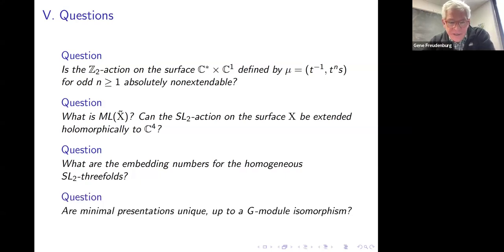And then finally, are minimal presentations unique up to a G module isomorphism, right? It's an obvious question. And again, I thought it was sort of obvious at first that this should be true, but now I'm not sure. So that's a question I'd like to know.